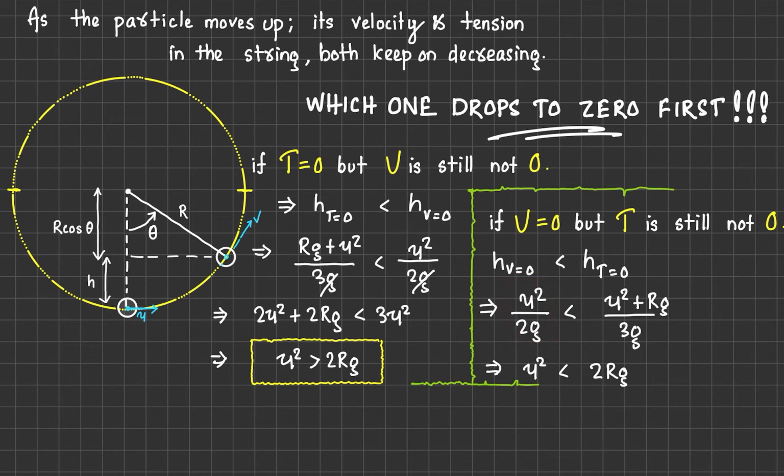and this means that if our velocity provided at the bottommost point is such that the particle does not even get a chance to reach here, the horizontal extreme, then the velocity will become 0 before the tension becomes 0.